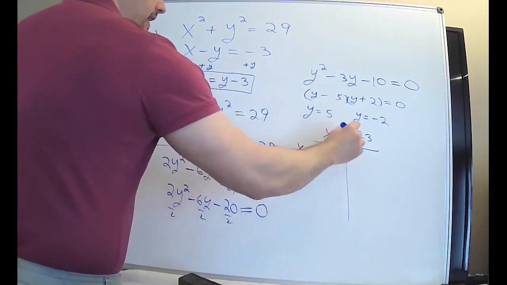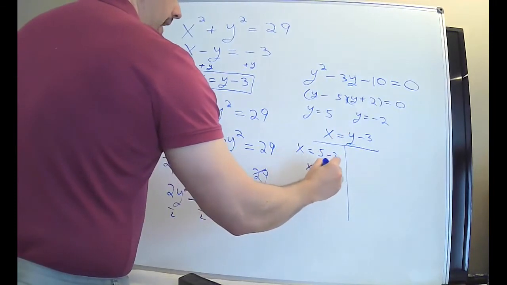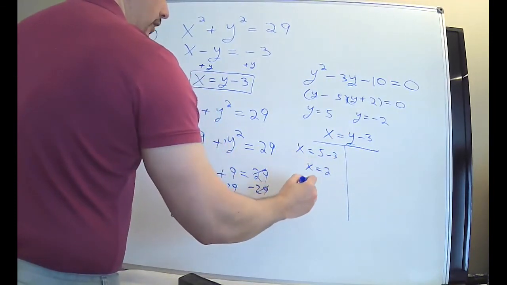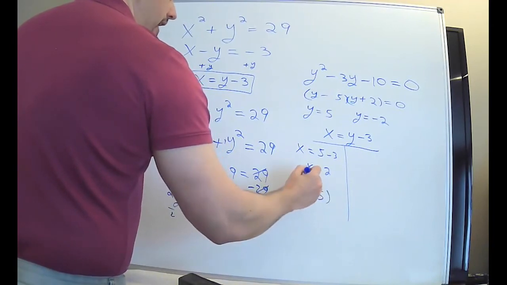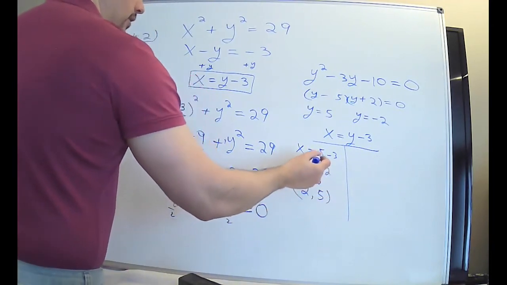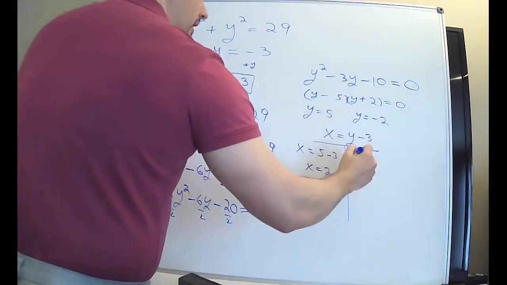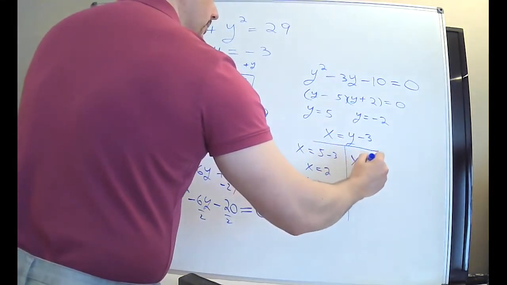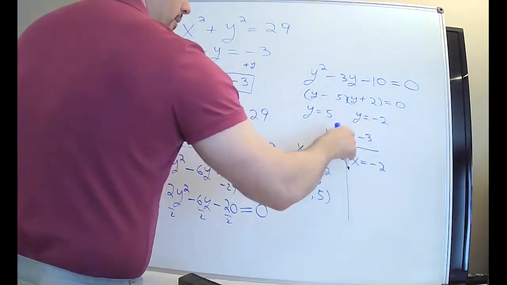So just put y equals 5 first. Boom, x is 2. I mean, how easy was that? Now remember, x goes first. X is 2, y is 5, right? When I plugged in y is 5, I got x is 2. It's reversed because we got y first. When y is negative 2, put a negative 2 there, right? There's y, put a negative 2.